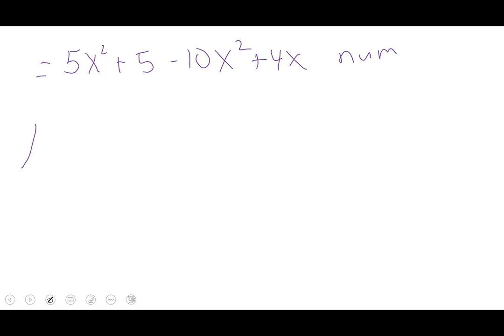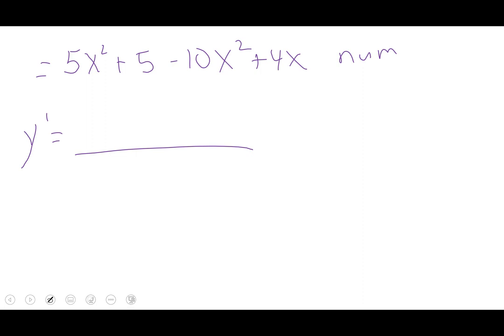So again, I'm going to give myself another screen here. If I distribute the 5 times x squared plus 1, that gives me 5x squared plus 5. If I distribute not only the negative, but also the 2x to the 5x minus 2, that's going to give me a negative 10x squared and a positive 4x. Again, this is just the numerator. Then I'm going to bring back in my denominator. I'm just saving myself a step there.